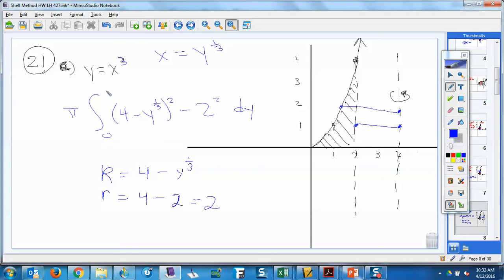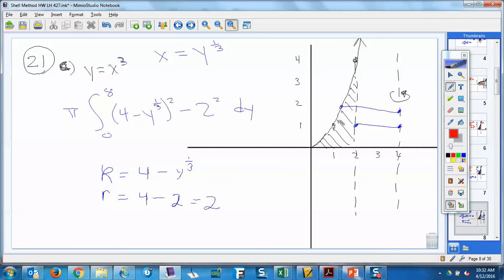0 to 8 again. Right? 0 to 8 again. Okay, that's fine. That's pretty easy. It was a pretty easy equation to get x by itself. So washer would have been just fine. But shell would have been pretty nice on this one, really.